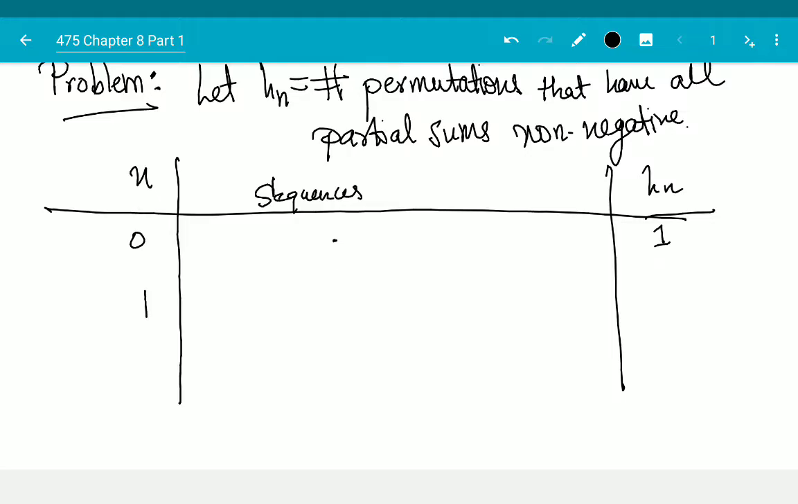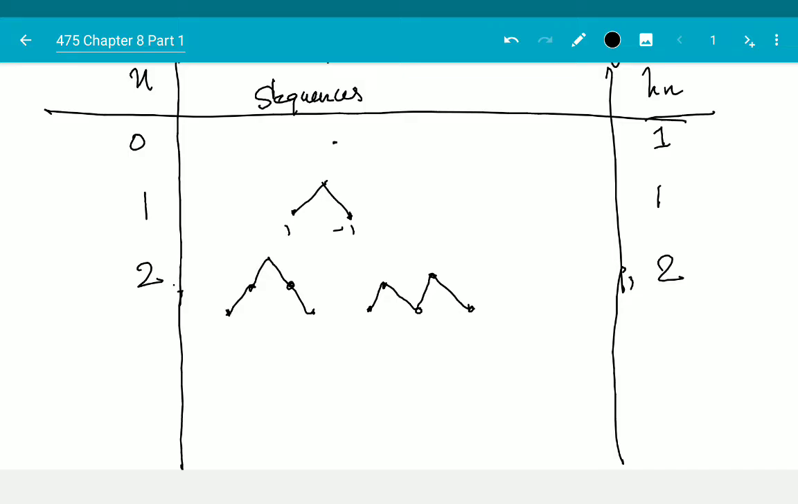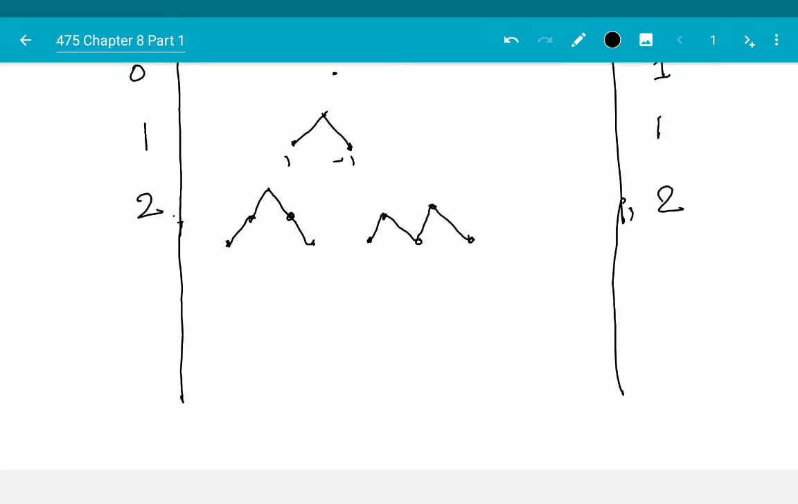For n is equal to 1, it's a 2n length sequence. The only sequence that I'm allowed is this one, right? 1, -1. For n is equal to 2, I have a length 4 sequence. These are the only 2 allowed sequences that I have. My bottom line is always going to be my x-axis, okay? 0, I'm not going to draw it.